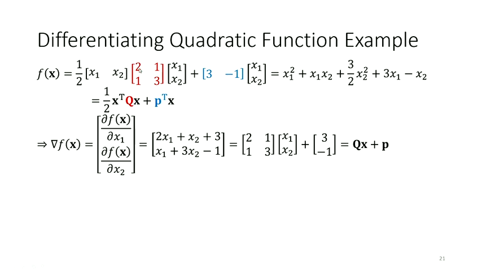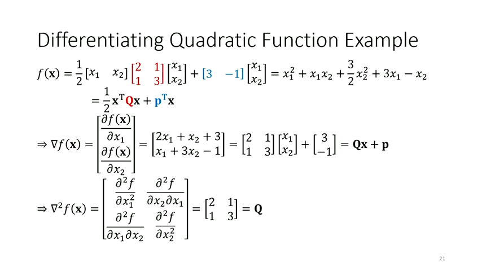Q is symmetric. You can see that Q is symmetric. Q is 2, 1, 1, 3. It's symmetric, right? 1 and 1. So if you use this expression, you get QX plus P. That's exactly what you get. And del square F is Q. You can either take the second derivatives and fill out these 4 scalar values, or you can simply use this expression here, Q.